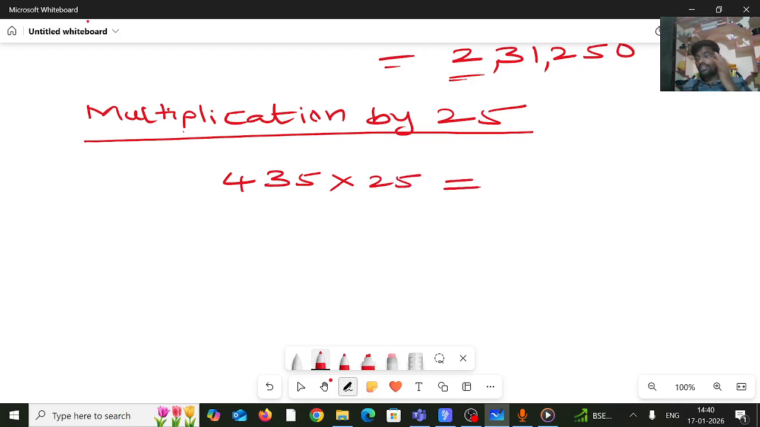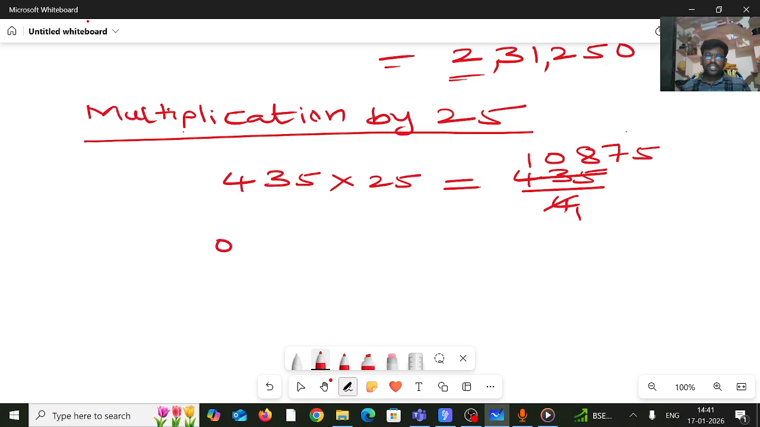Instead of multiplying by 25, I will divide 4355 by 4. 4 one time, and 3 is not sufficient to divide by 4. 4 zeros are 0, and 3 and 5 will become 35. 4 8 is 32, and here the remainder is 3. When you have remainder 3, write down 75 directly beside the quotient. The reason, and we will go for some tricks here.